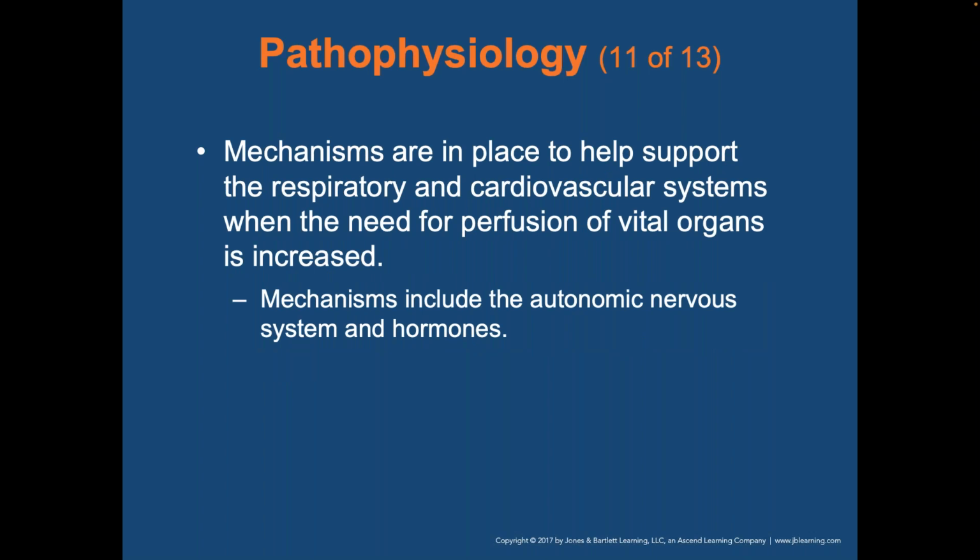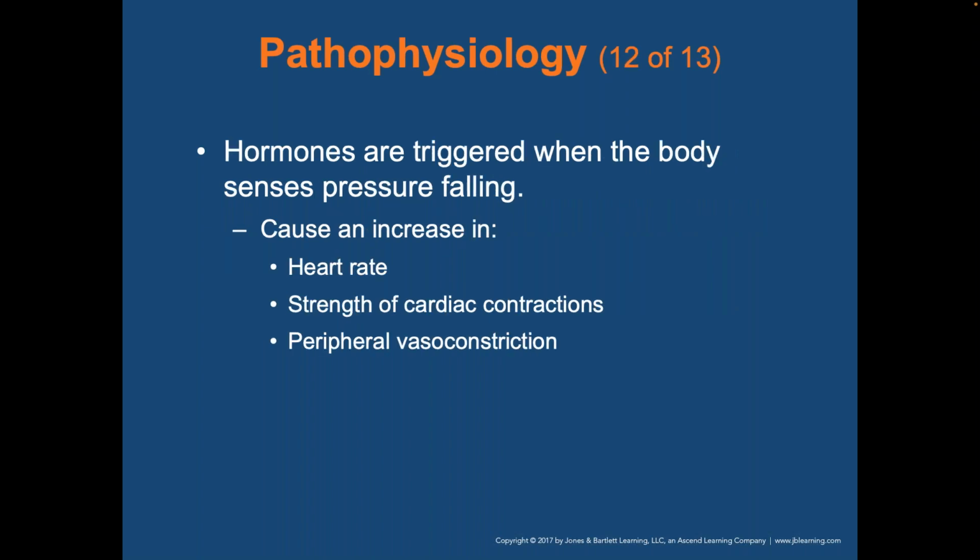Mechanisms are in place to help support the respiratory and cardiovascular system when the need for perfusion of vital organs is increased. These mechanisms include the autonomic nervous system and hormones. Hormones are triggered when the body senses that the pressure in the system is falling. The sympathetic side of the autonomic nervous system, which is responsible for the fight or flight response, will assume more control of the body's functions during a state of shock.